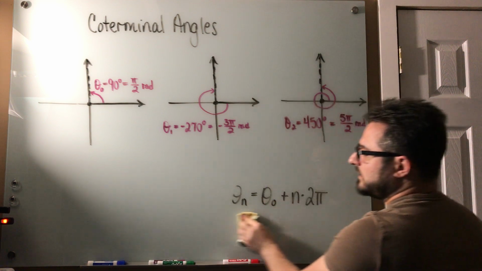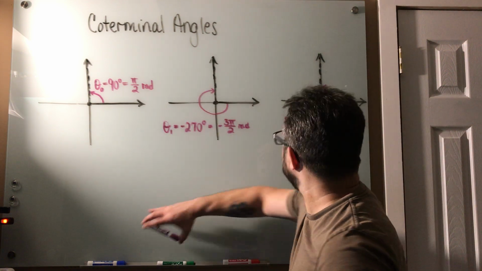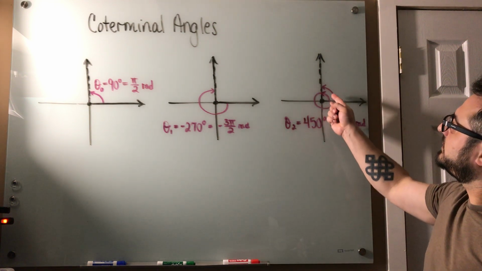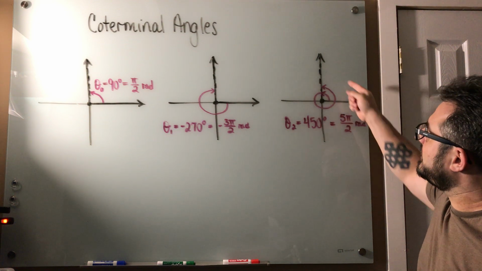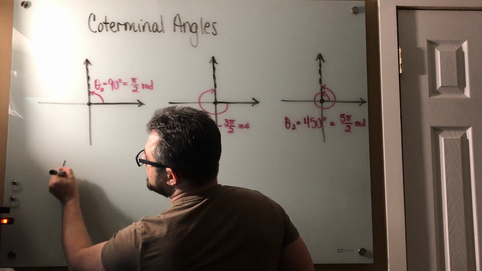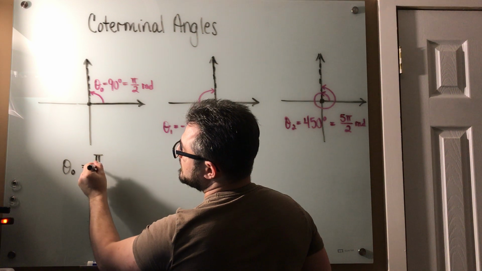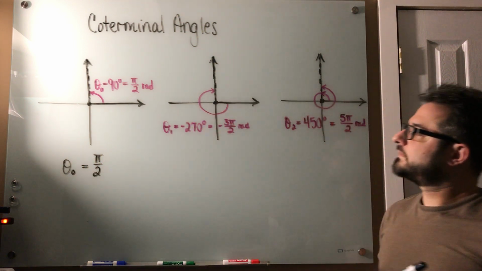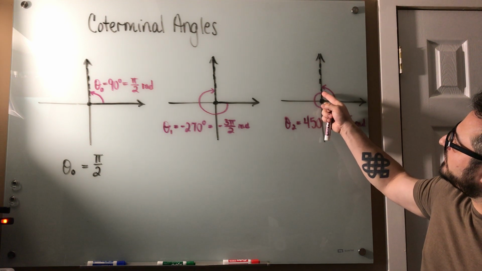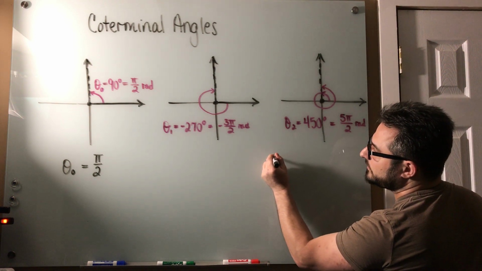For one thing, it is positive rotation. And for another thing, it's very easy to see how we can break this down into the original 90-degree angle and then an additional full turn. So let's say theta sub 0, our initial angle, is pi over 2 radians. And what we're going to do here is take that initial pi over 2 and add a full rotation of the circle.